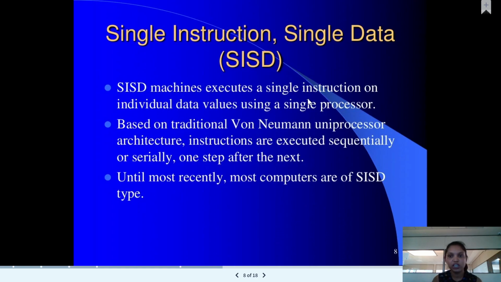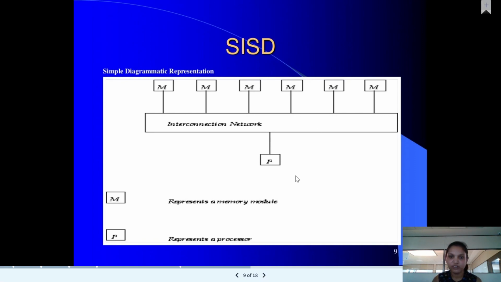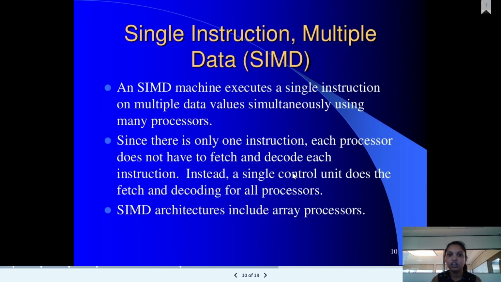First is single instruction, single data. SISD machines execute a single instruction on an individual data using a single processor. Based on traditional von Neumann uniprocessor architecture, the instructions are executed sequentially or serially, one step after the next. Most recently the computers are of SISD type. So here is an example of SISD, where every instruction has its own data set and every data set has its own instructions.